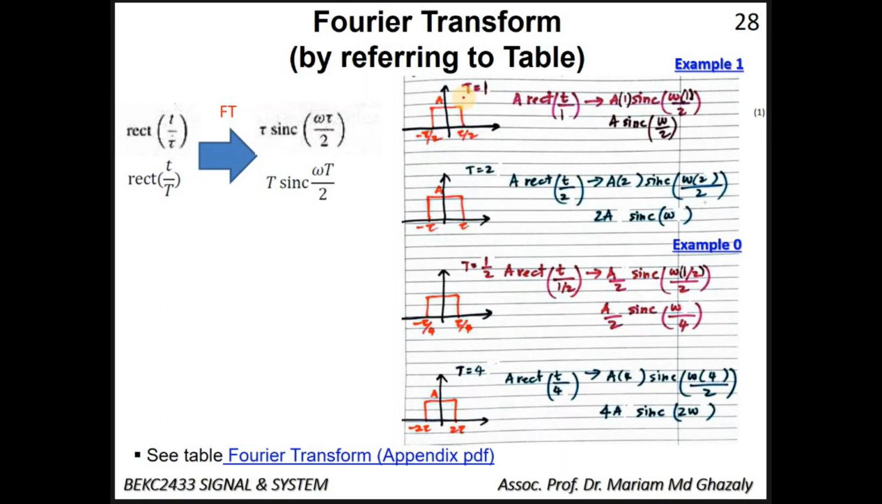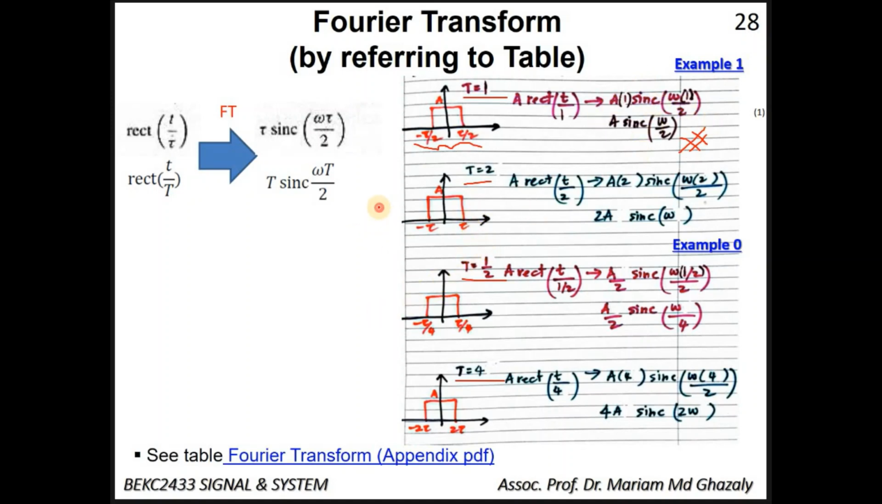Here we have different values of tau: tau equal to 1, tau equal to 2, tau equal to 1 over 2, then tau equal to 4. The difference is the period. For tau equal to 1, the period is from minus tau over 2 to tau over 2, which is what you did in the last slide. So this one is the same as example 1.